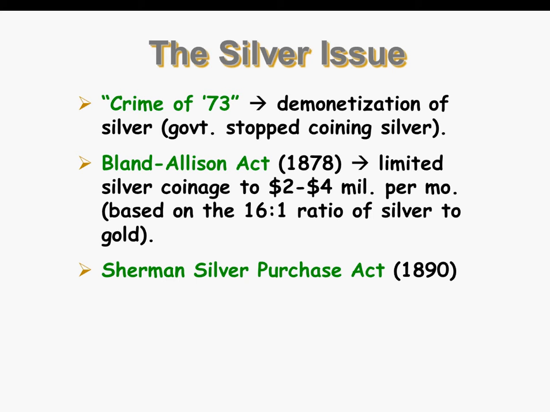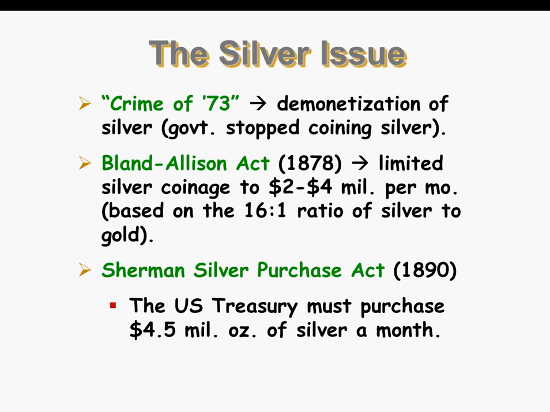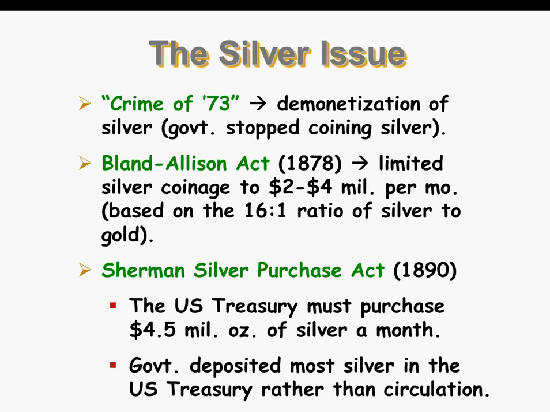The Sherman Silver Purchase Act was passed in 1890. It required that the Treasury, in response to these farmers, purchase 4.5 million ounces of silver a month. Unfortunately, this really never took place. Most of the deposits were never in circulation, so this 4.5 million ounces of silver was never put into coins, never circulated. It was just more or less bars stored by the government.